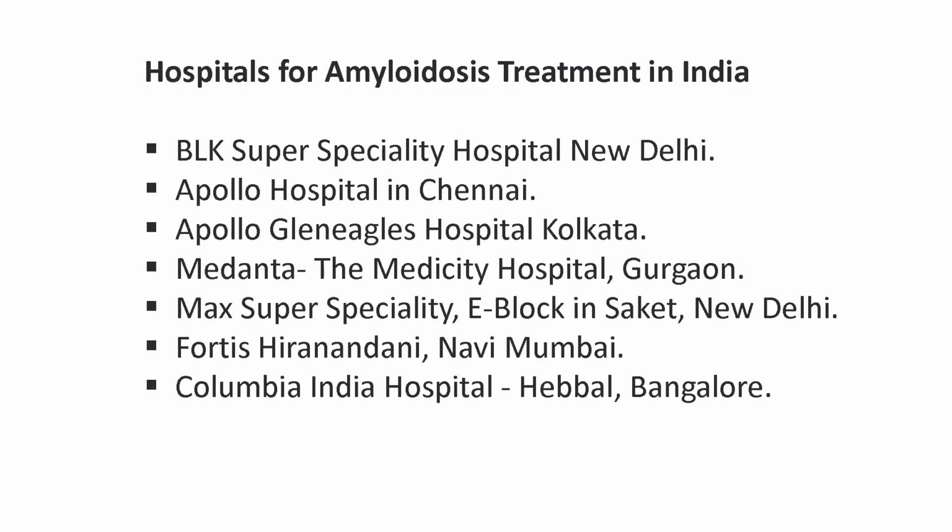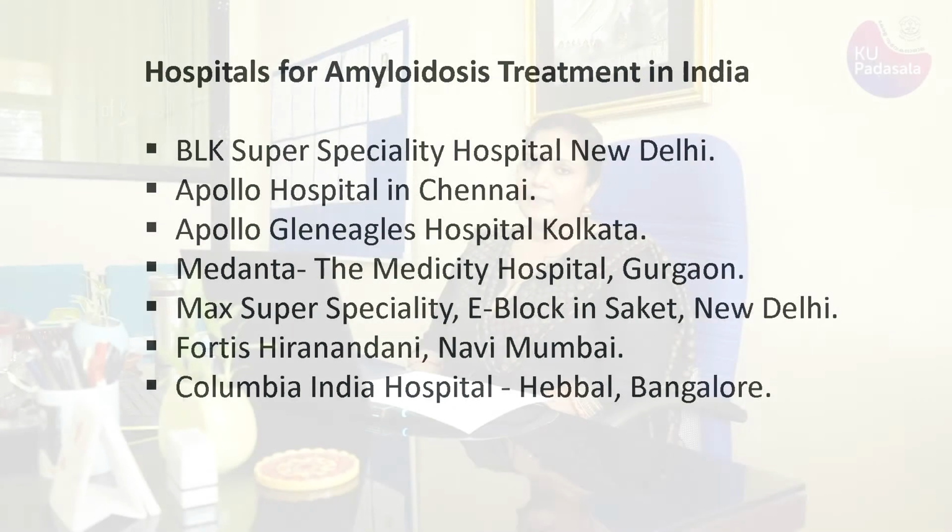Having said that amyloidosis is a rare condition, it need not be forgotten that amyloidosis cases can occur in anyone, and there are treatment centers in India which can effectively treat amyloidosis. The BLK Super Speciality Hospital in New Delhi, the Apollo Hospital in Chennai, the Apollo Gleneagles Hospital in Kolkata, the Medanta Hospital in Gurgaon, the Max Speciality Hospital in Saket, New Delhi, Fortis in Navi Mumbai and Columbia Asia in Bengaluru are hospitals and centers that treat amyloidosis.